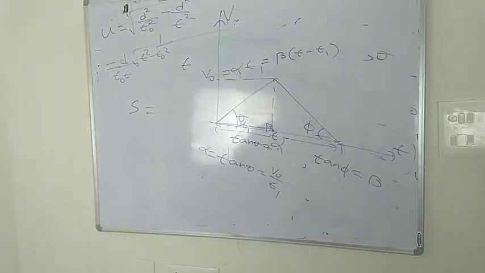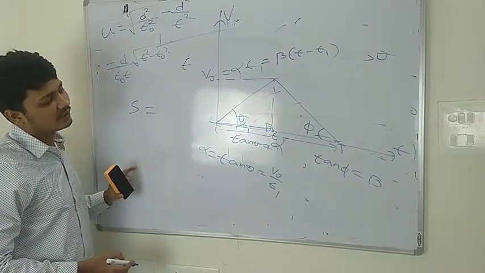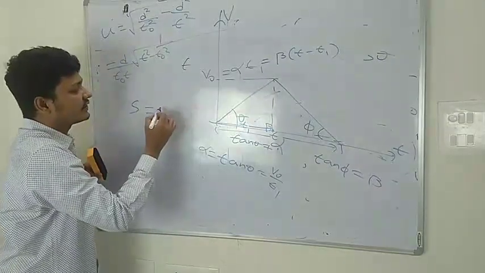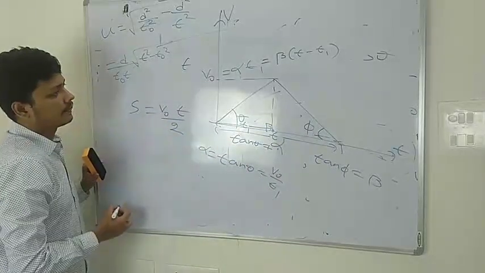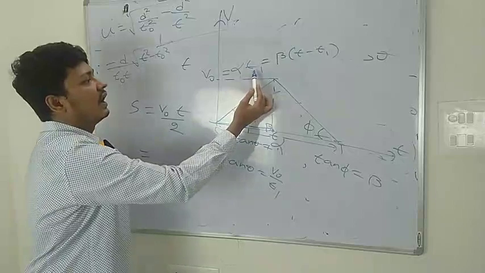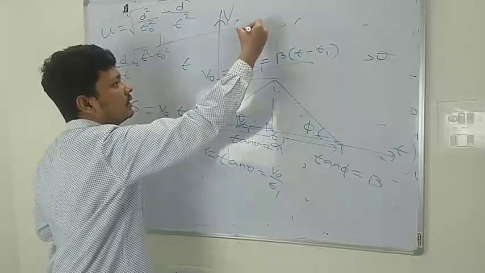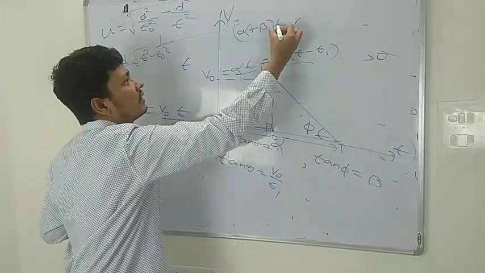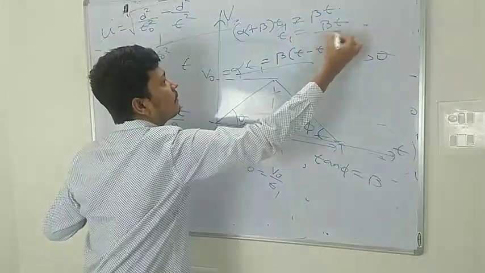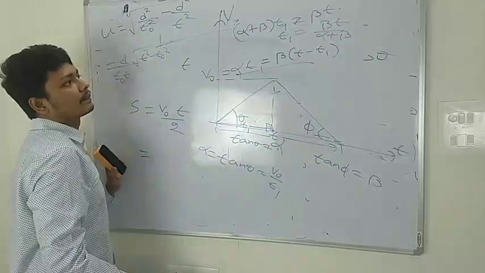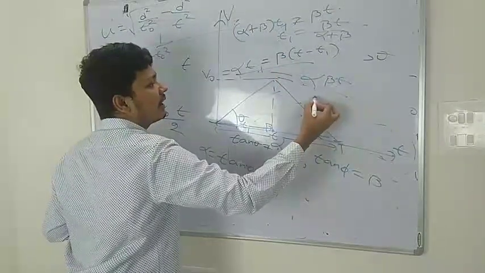What they are asking us is the total displacement, which is the area under the v-t curve. The area under the v-t curve is height v naught times base t by 2, but v naught is alpha t1. So let me find the relation between t and t1 from these two equations. Alpha plus beta t1 is equal to beta t. So t1 is equal to beta t by alpha plus beta. Now v naught is alpha t1. In place of t1, let me write beta t by alpha plus beta.